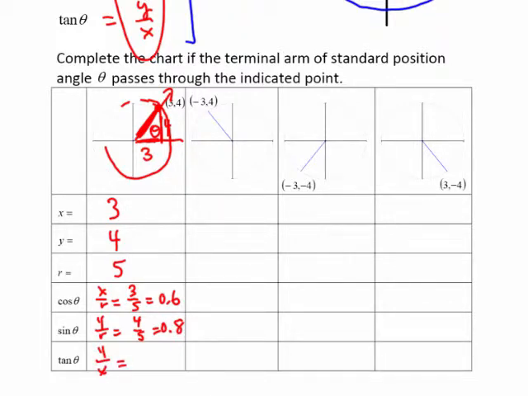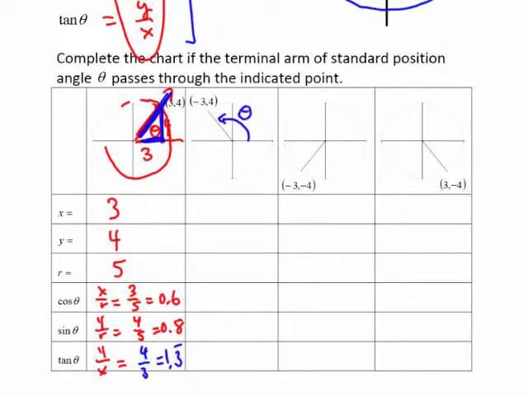Which by the way can be thought of as the slope of the terminal arm. Okay, rise over run, change in y over change in x, which is 4 over 3, which in this case is 1.3 repeating.